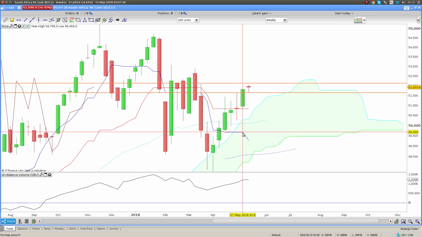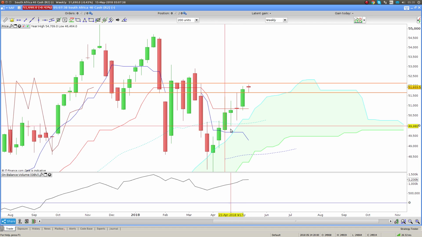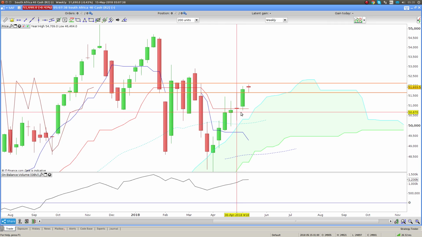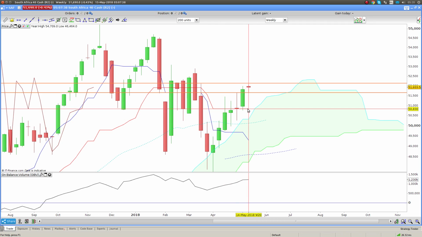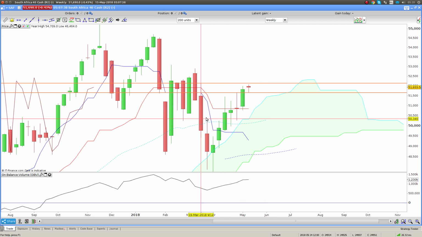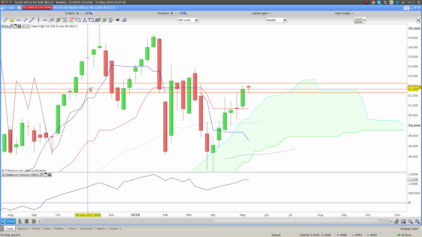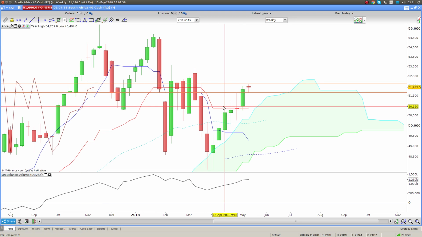What is worrying me is the weekly Tenkan-sen, which is pointing down and moving away from Kijun-sen. So this is still a bearish setup. On a weekly basis, where Tenkan-sen and Kijun-sen are like this, and where we have Senkou Span below price, this is still pretty much a bearish setup.